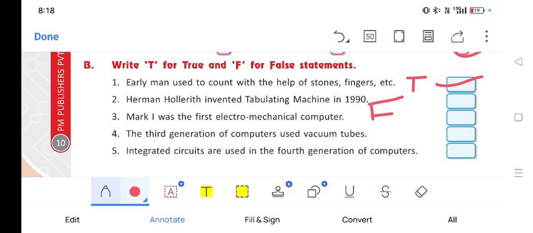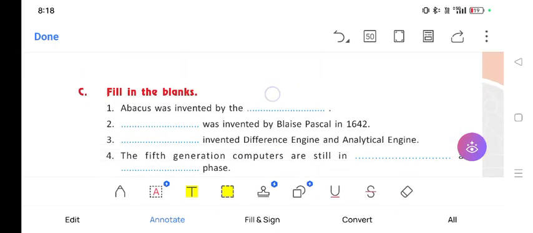Mark I was the first electromechanical computer. This is true. The third generation of computers used vacuum tubes. No, this is false. First generation had vacuum tubes. Integrated circuit are used in the fourth generation of computer. This is again false. Next is fill in the blanks.